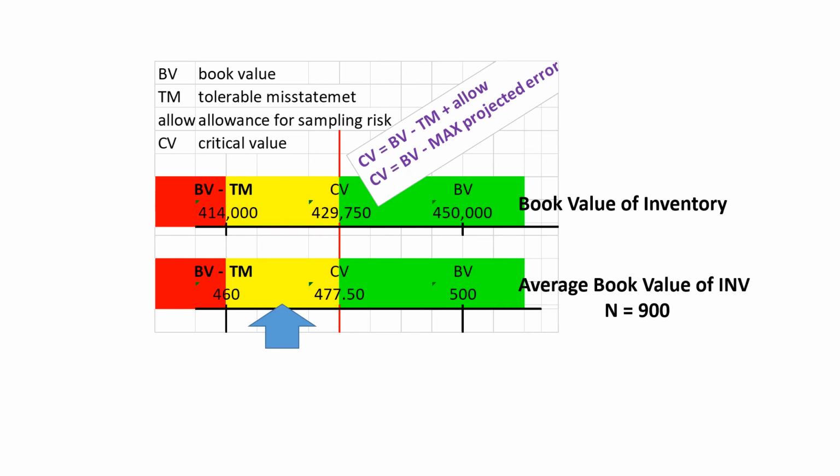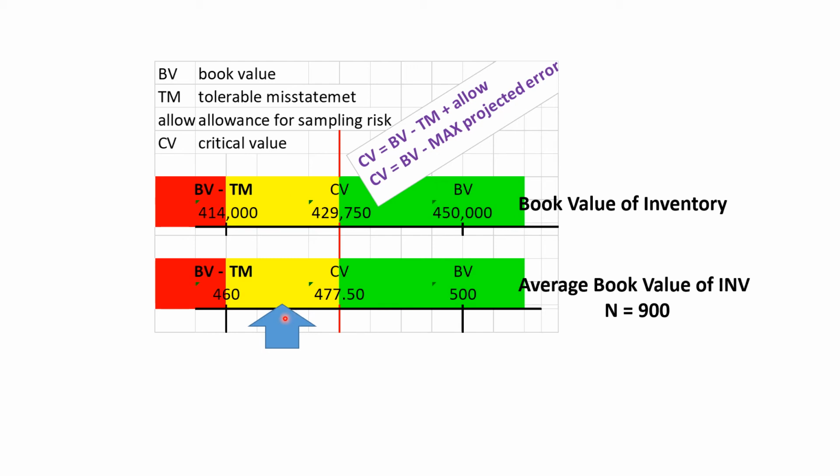Okay, so here we are, and what we're saying here is if my projected value is greater than 429,750, I'm happy. If my sample mean is greater than 477.50, I'm happy. It's the same thing. If my sample results, my projected balance, is less than 429,750 but greater than 414, I'm cautious. I probably need more evidence.